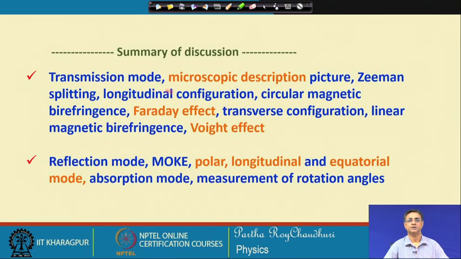So, we discussed the transmission mode, the microscopic description from the Zeeman splitting, longitudinal and circular magnetic birefringence, Faraday rotation, and the Voigt effect in the three different configurations of the reflection mode: polar, longitudinal and equatorial, the absorption mode, and measurement of the rotation angles because of the magnetic field. Thank you very much.